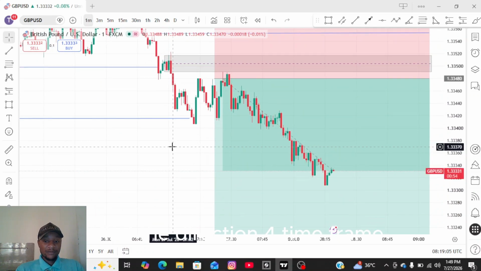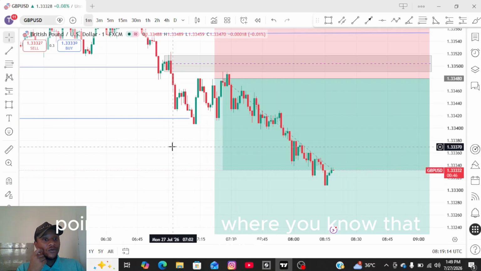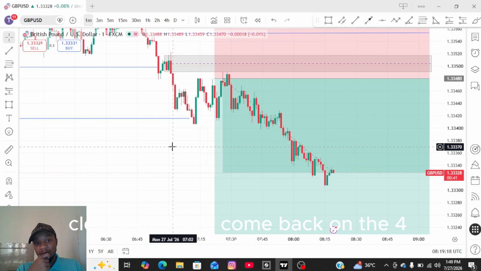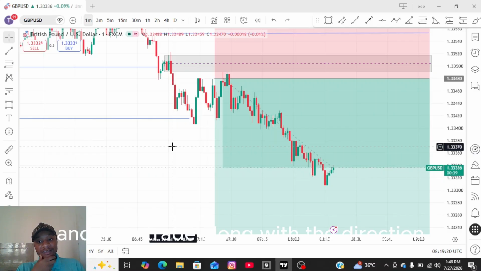Find the direction for the time frame, whether it's the daily time frame. Mark out your areas of interest and points of interest where you know that price is clearly going to come back on the 4 hour and 1 hour, and then trade along with the direction.